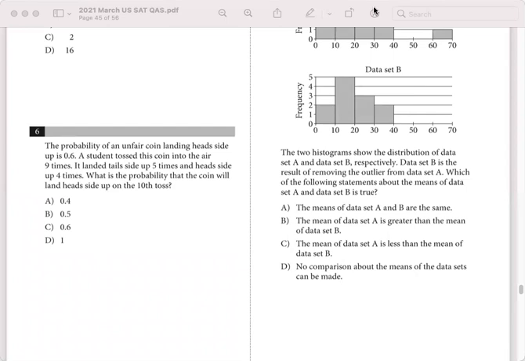So the thing about tossing a coin is that every outcome is independent, right? It doesn't matter what happened before because they are all independent outcomes. So because it's an unfair coin, we know that there is a higher probability of landing head side up, which is 0.6. So regardless of what happened in the first 9 tosses, the probability of getting a head side up on the 10th toss will also be 0.6. So the answer is C.